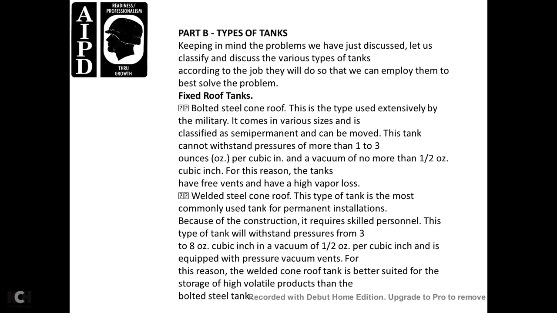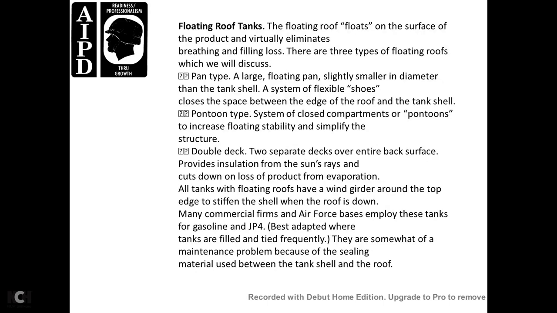The welded steel cone roof tank is most commonly used for permanent installations because of the construction, which is more rigid and requires skilled personnel. This type of tank will withstand pressure from 3 to 8 ounces per square inch and vacuum of 1.5 ounces per square inch, and is equipped with pressure vacuum vents. The welded cone roof tank is better suited for the storage of high volatility products than the bolted steel tank. Floating roof tanks.